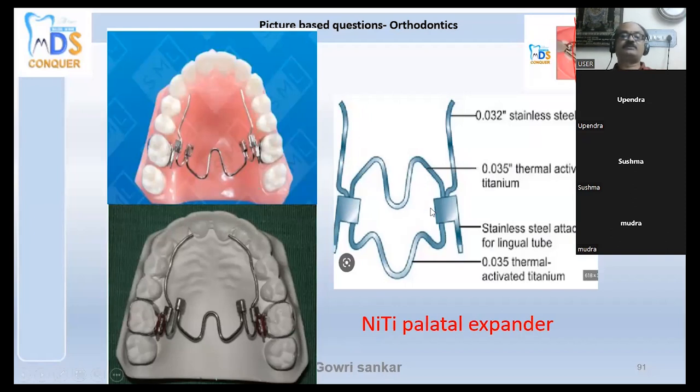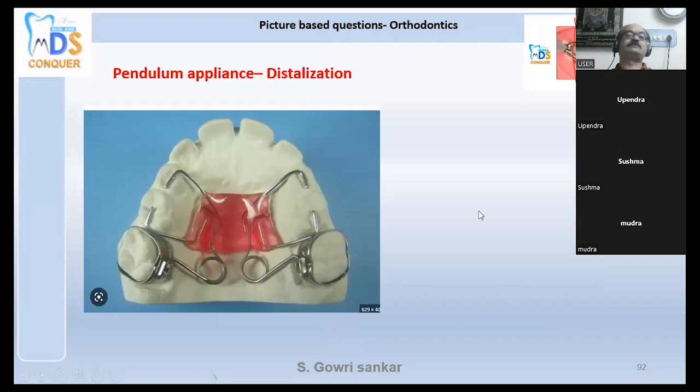So sometimes this is given for distalization as well as expansion also. We can slightly modify it and give it for distalization, but most of the times we give it for the expansion of the arch. What is this appliance?